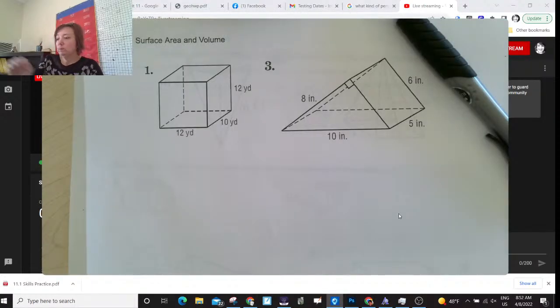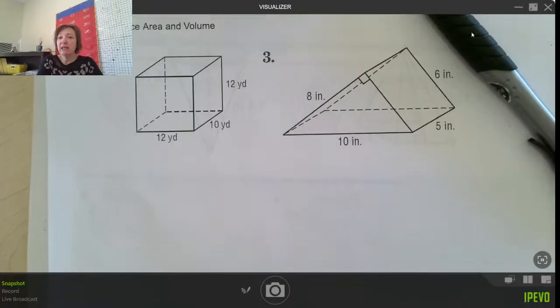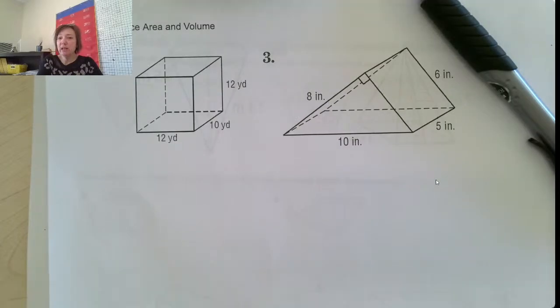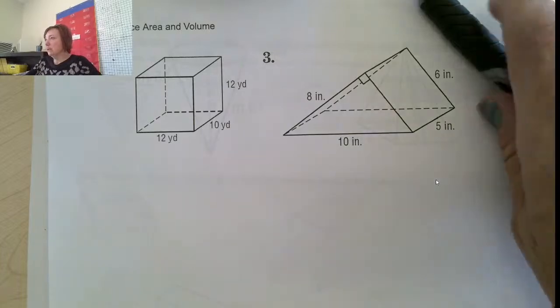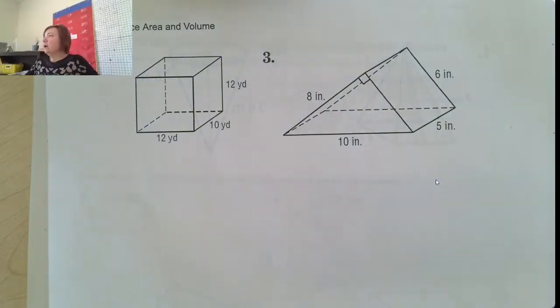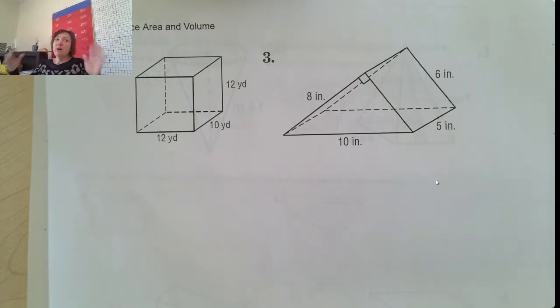Okay, so we are going to talk today about surface area and volume of solids. Now, often people will say, oh, that's so hard, or I'm not good at that. We're going to break it down today to make it make a little more sense than maybe what you've had in the past.